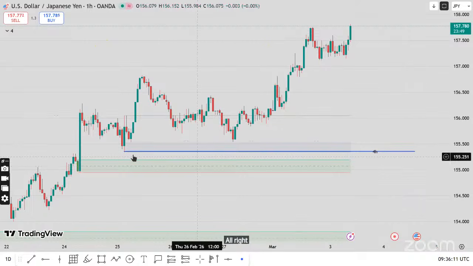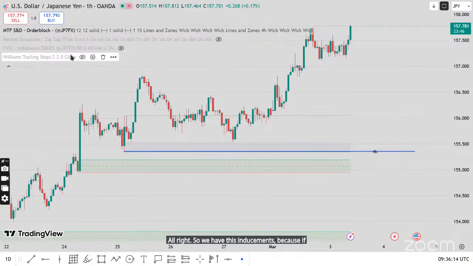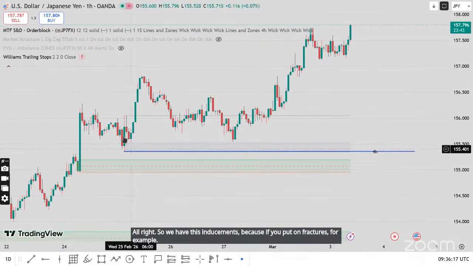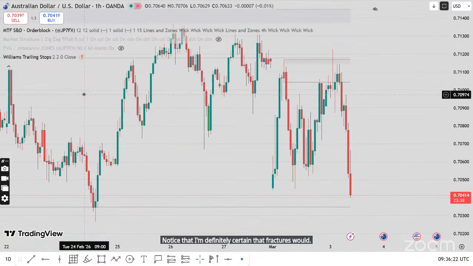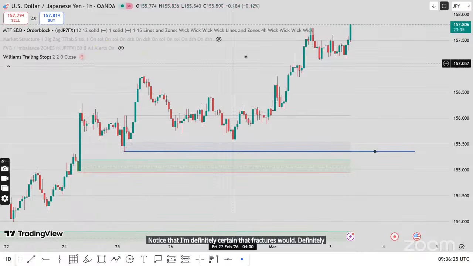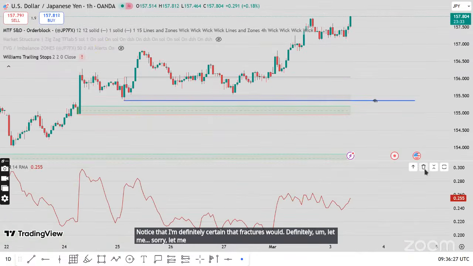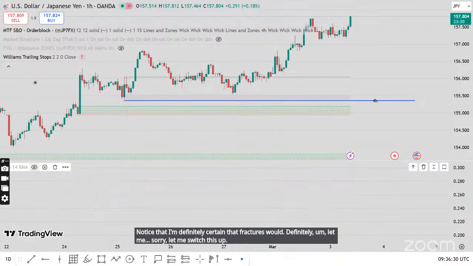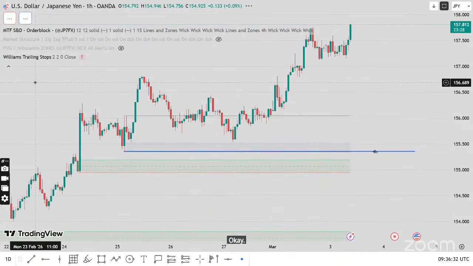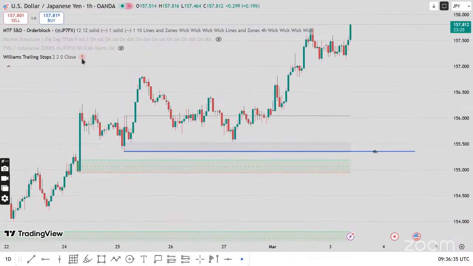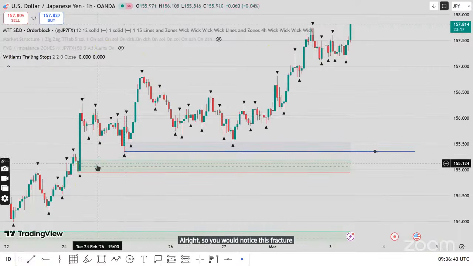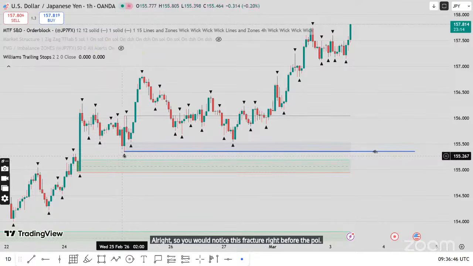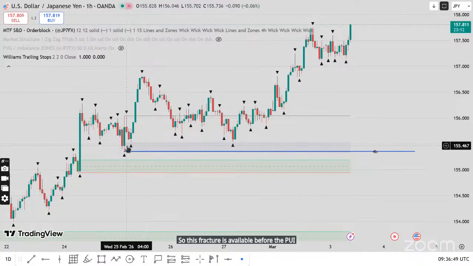All right, so we have these inducements because if you put on fractals, for example, I'm definitely certain that fractals would show. Let me switch this up. You would notice this fractal before the POI. So this fractal is available before the POI. So we have inducement available.